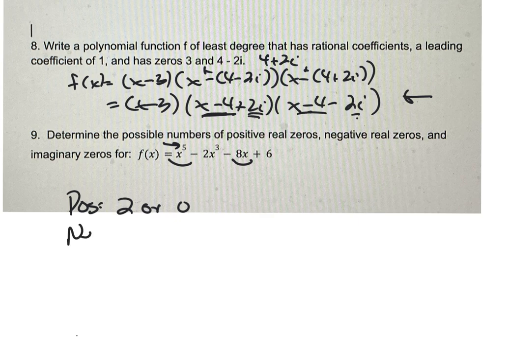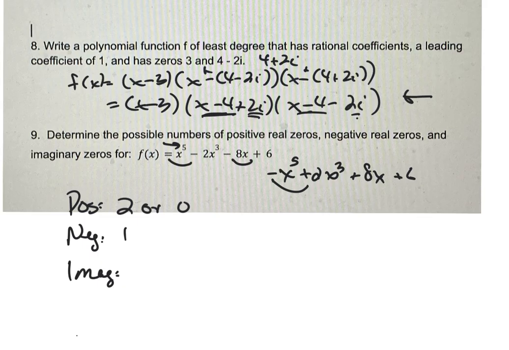Okay, to find out how many negatives there are, I'm going to change the signs of the odd exponents. So it's going to be negative x to the 5th plus 2x cubed plus 8x. Those all have odd exponents. Never change the sign on the constant term at the end. I'm going to count sign changes again. And when I count sign changes now, I'm looking at just one sign change. Okay, so that's all the negatives.